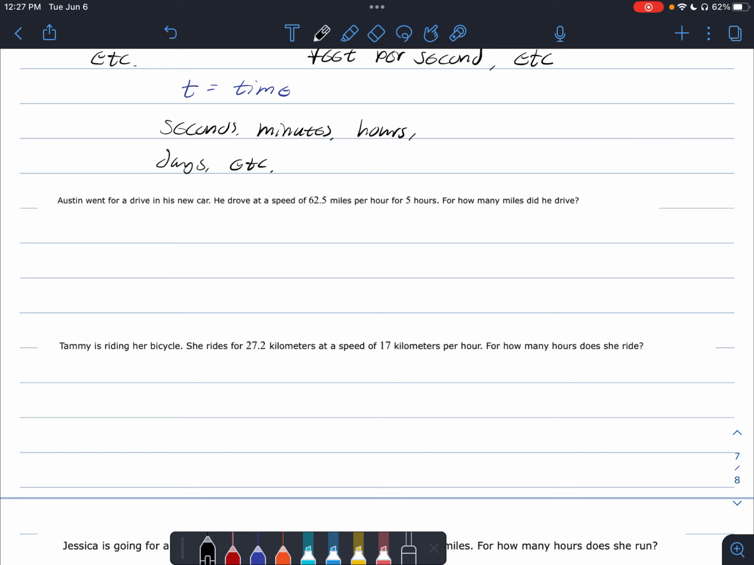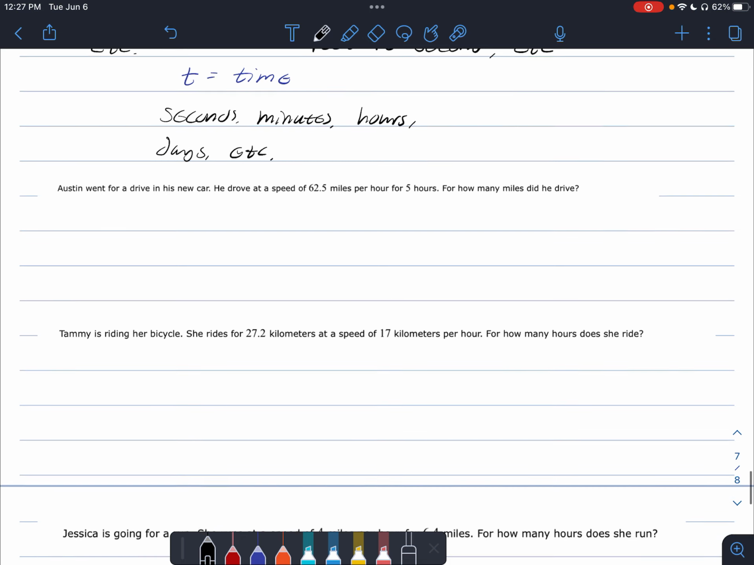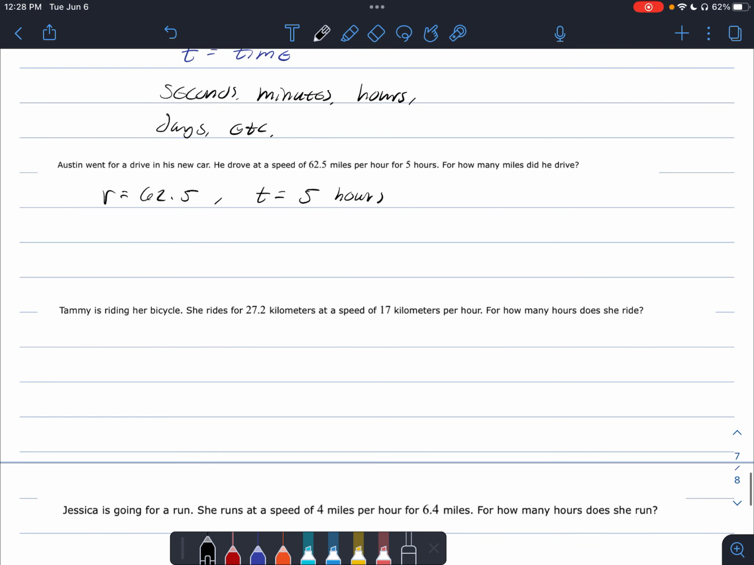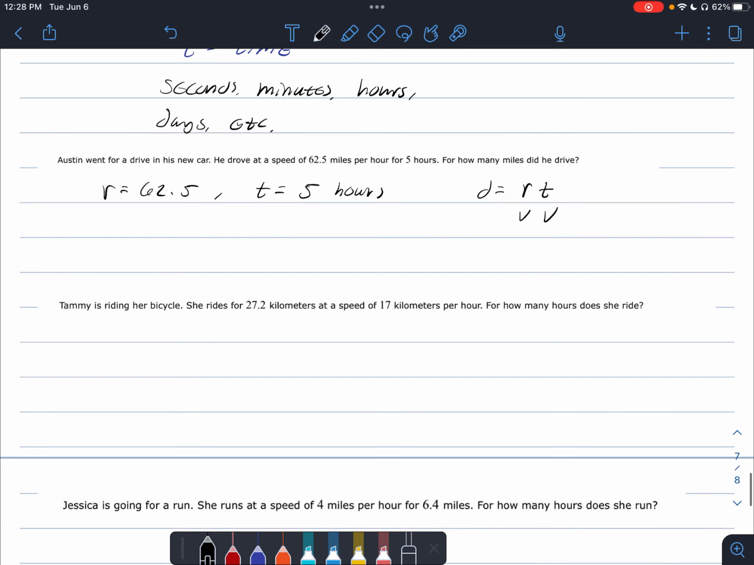It says that he drove at a speed of 62.5 miles per hour. So we know that speed or rate, R, is equal to 62.5. And we know that he drove for 5 hours. So we know that our time, T, is equal to 5 hours. So our equation is D equals RT. We have R and we have T. So we need to know D. We want to know how many miles did he drive.